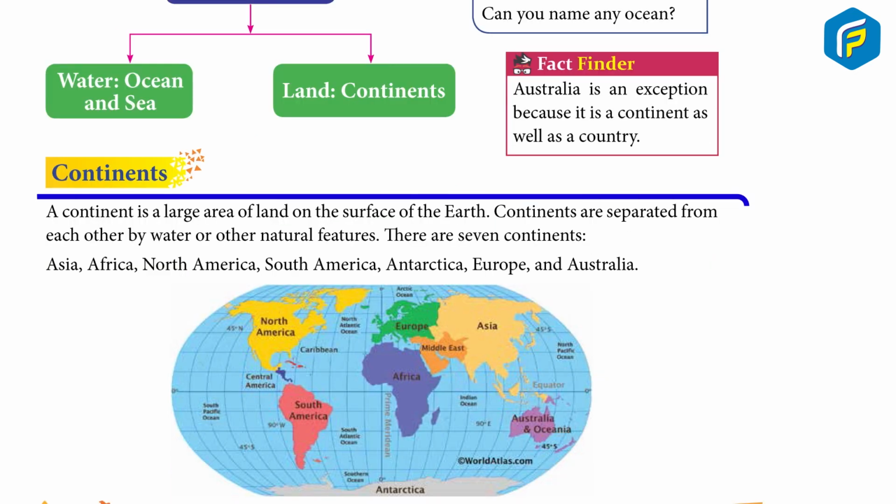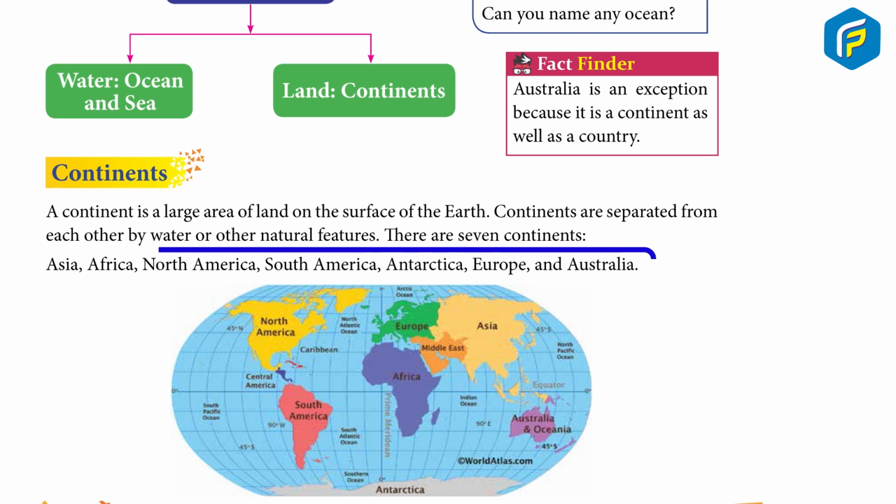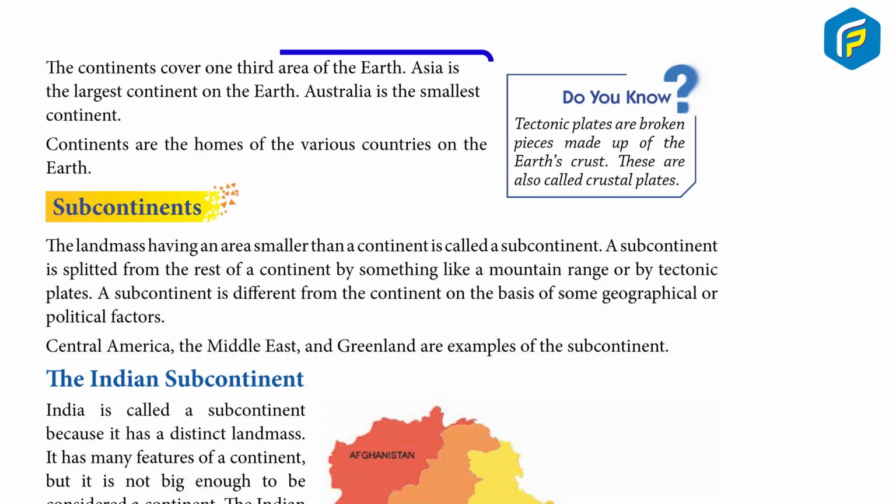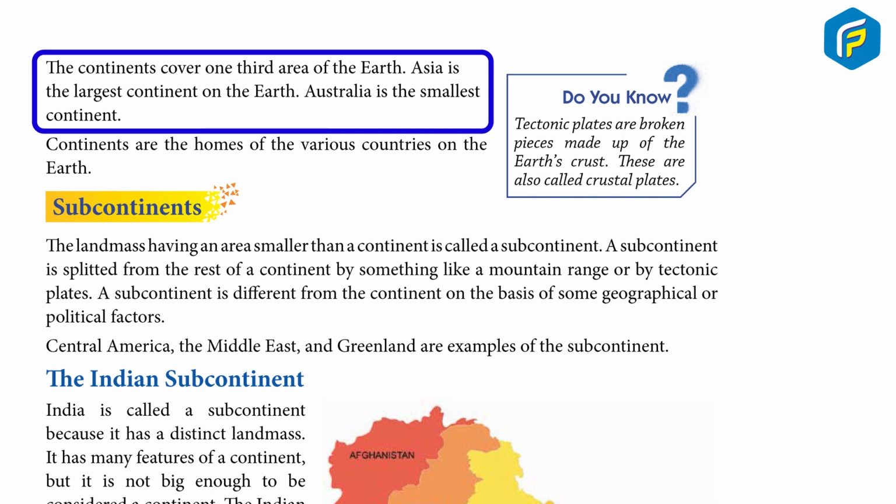Continents. A continent is a large area of land on the surface of the earth. Continents are separated from each other by water or other natural features. There are 7 continents: Asia, Africa, North America, South America, Antarctica, Europe and Australia. The continents cover 1/3 area of the earth.